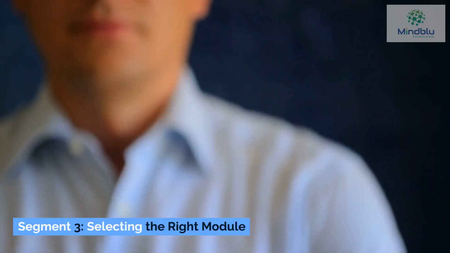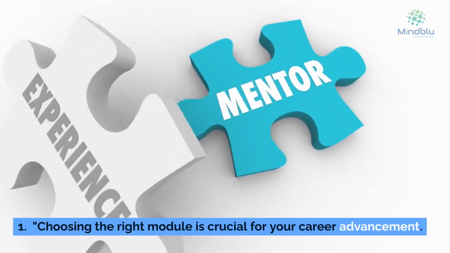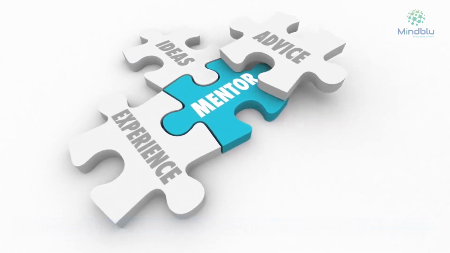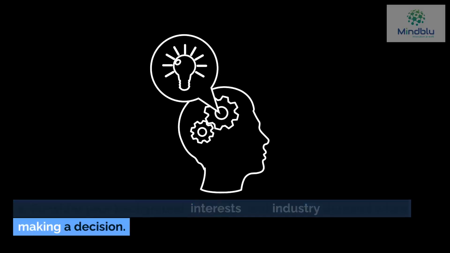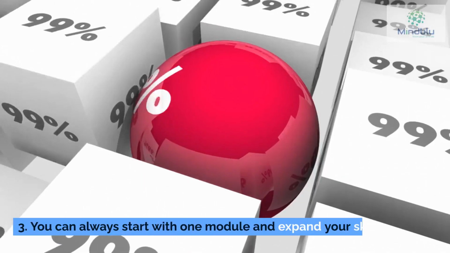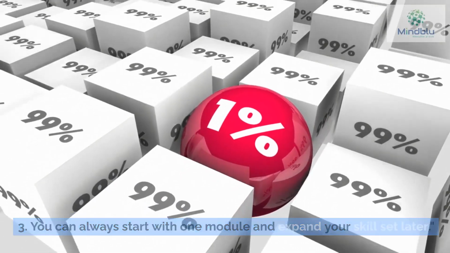Segment 3: Selecting the right module. 1. Choosing the right module is crucial for your career advancement. 2. Consider your background, interests, and industry demand when making a decision. 3. You can always start with one module and expand your skill set later.